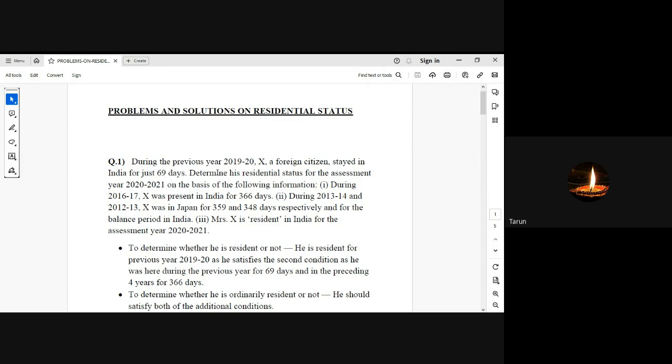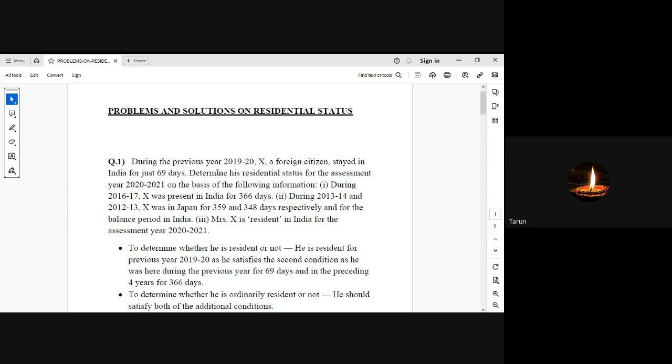During the previous year 2019 to 20, X, a foreign citizen, stayed in India for just 69 days. Look at the basic conditions. There are two basic conditions, and if someone satisfies one of them, he becomes a resident of India. What are the two basic conditions? First is more than 182 days, right? Second is more than 60 days plus more than 365 days during the four preceding previous years, right?